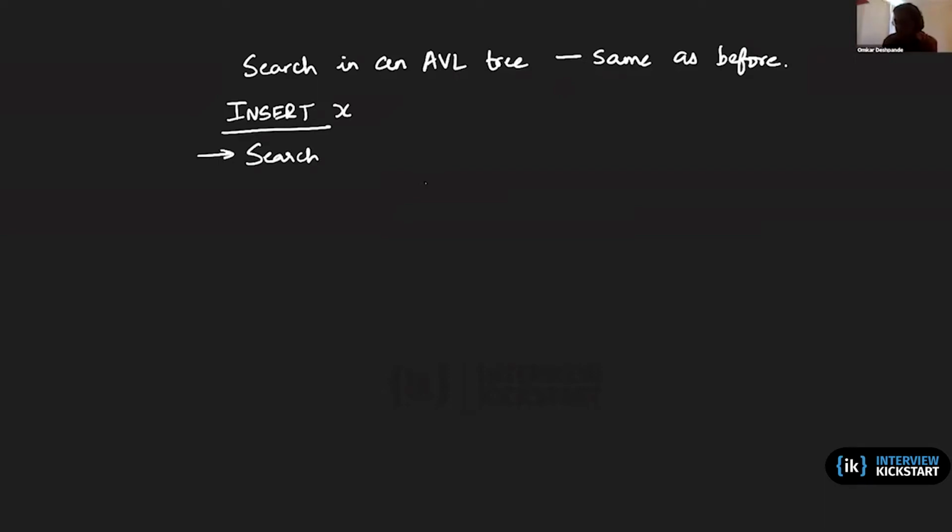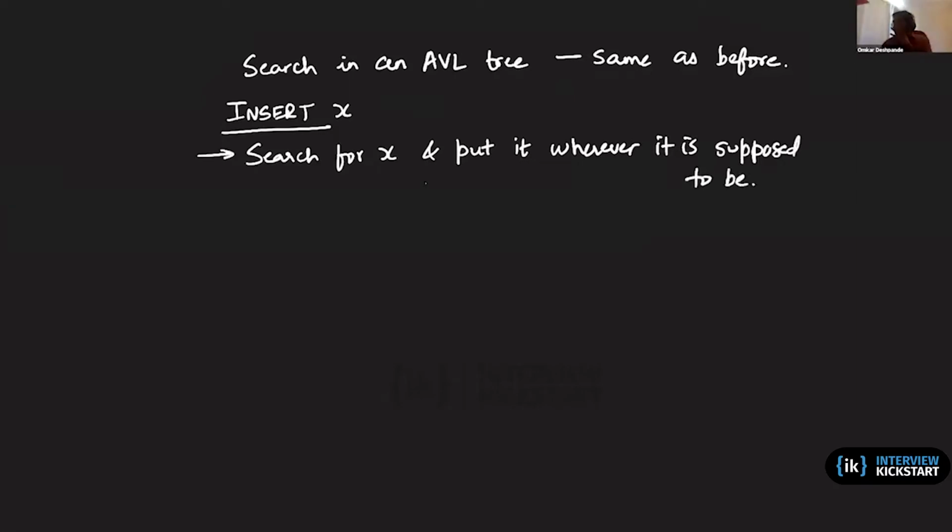So basically we'll first search for x and do whatever we were doing earlier and put it wherever it is supposed to be. The problem is that this might end up violating the structure of an AVL tree, which means we need to rebalance.